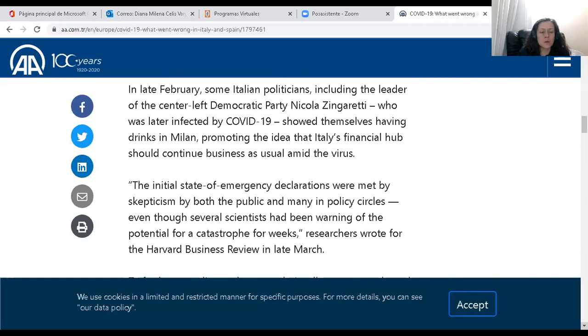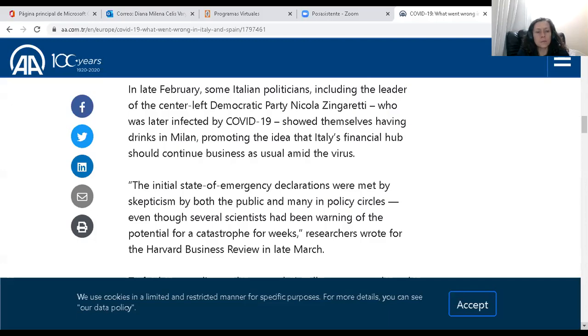In late February, some Italian politicians, including the leader of the center-left Democratic Party, Nicola Zingaretti, who was later infected by COVID-19, showed themselves having drinks in Milan, promoting the idea that Italy's financial hub should continue business as usual amid the virus.